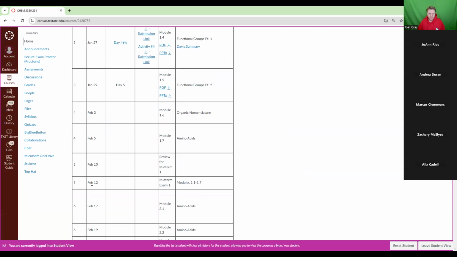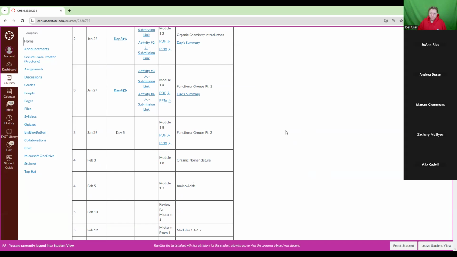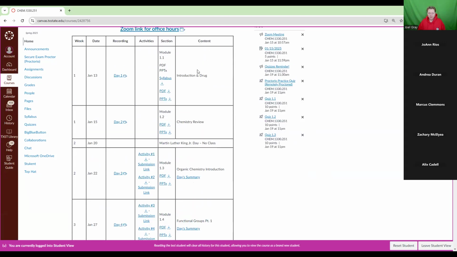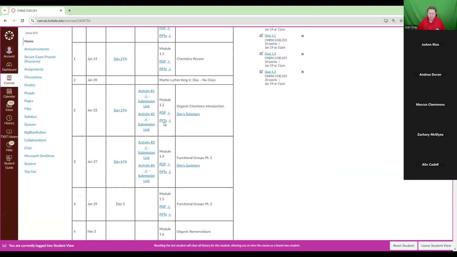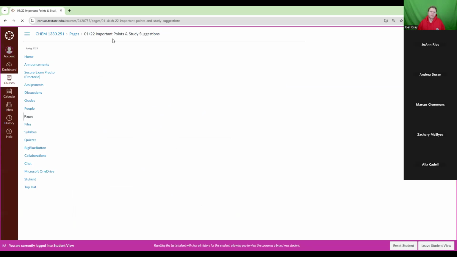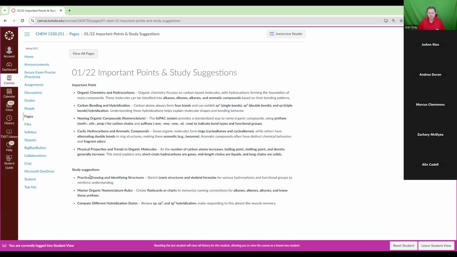And then we've got our first exam on February 12th. On February 10th, we'll have a review, so we'll go through everything and maybe address some of the questions from the practice exam. One other thing that I've added is in this very last column, which is titled Content. I started doing this on the 22nd, and that is I've added a day's summary. So basically, what were the high points for the day? If you click that link, it will take you to a page that says, here's the 22nd, what were the important points of the day, and then what are some study suggestions?